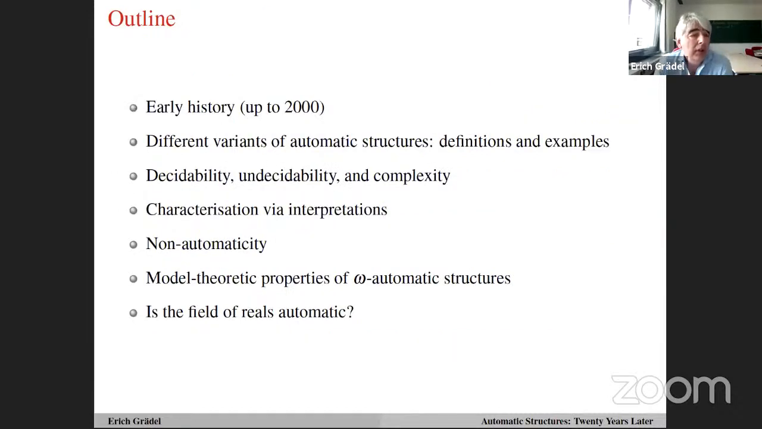Now, here is an outline of this tutorial. I will give some remarks on the early history up to that paper from 2000 that Ben mentioned. I will show different variants of automatic structures, give definitions and examples. I will then discuss the algorithmic problems associated with automatic structures, and I will present a model-theoretic characterization via interpretations, which is basically what we did 20 years ago. Further, I will comment on methods to prove that a structure is not automatic, which is relatively simple in the case of word automatic structures, but the analysis of the model-theoretic properties of omega automatic structures that are used for such results is much more difficult. At the end, I will address the still open question whether the field of reals, which has a decidable first-order theory, is automatic in some sense.